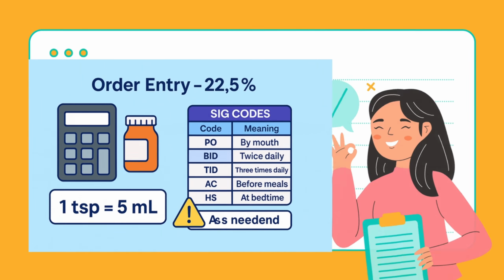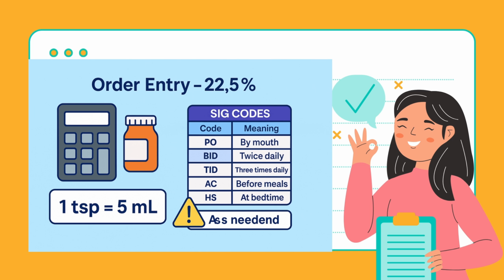Section 4. Order entry and processing, 22.5%. Finally, order entry. This is where your math skills come in. Be comfortable with formulas, ratios, proportions, and conversions. For example, converting teaspoons to milliliters, or calculating IV flow rates. Learn SIG codes: BID, TID, PRN.